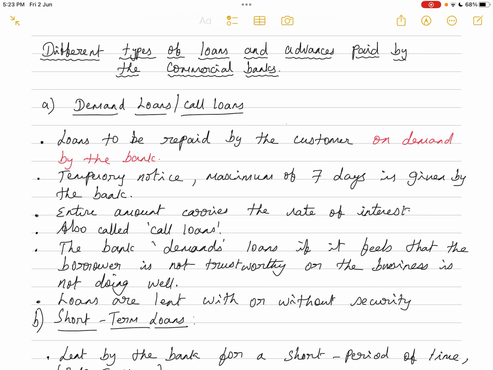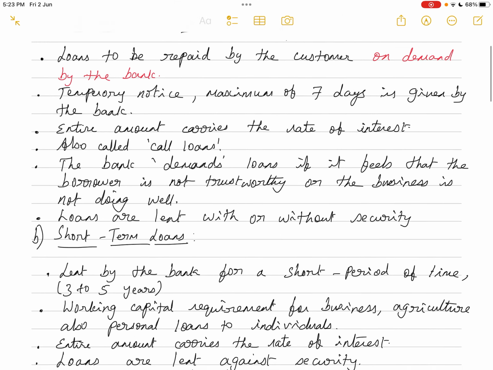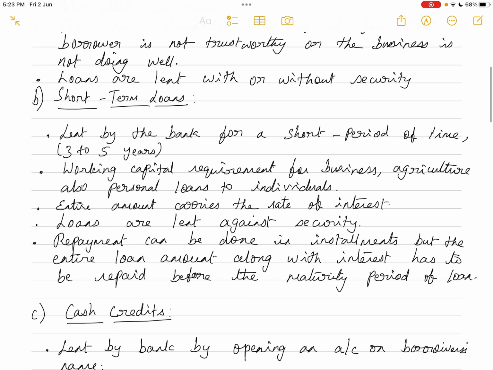Okay, then next type of loan advanced by the bank is something called as the short term loans. So the name itself says it is for a short period of time. So these loans are lent by the bank for a short period of time, maybe say from 3 to 5 years. Okay, mostly these loans are lent to meet the working capital requirements for business. So that is to purchase the raw materials, to provide the labor charges, or for the agricultural purpose to buy the seeds, fertilizers, so like that.